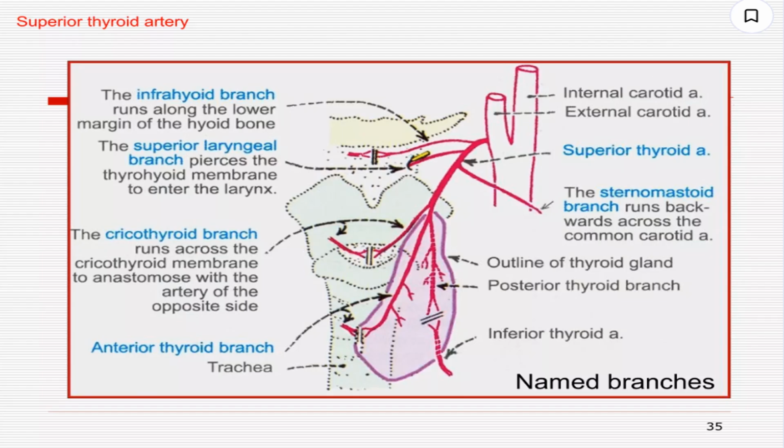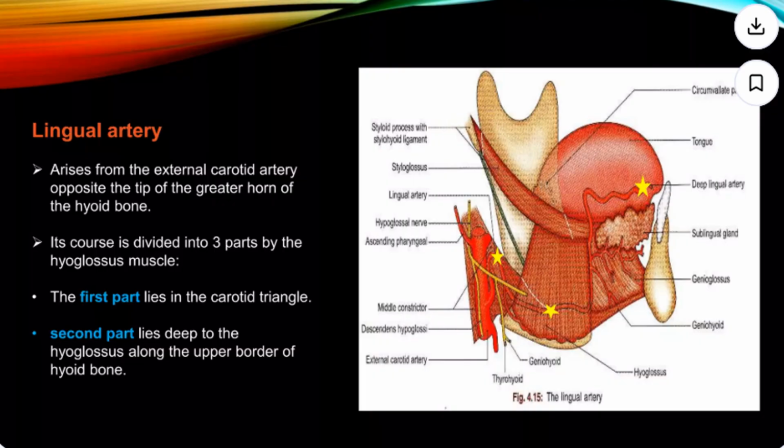And so coming to the next artery, that is the lingual artery. The lingual artery arises from the external carotid artery opposite the tip of the greater cornu of the hyoid bone. The superior thyroid artery was below the hyoid bone, and here we have the lingual artery just opposite the greater cornu of the hyoid bone, that is, at the level of the greater cornu of the hyoid bone.